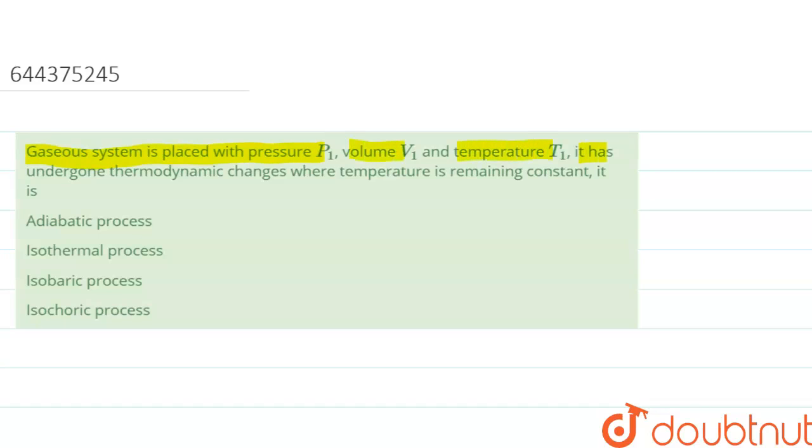Hello, in this question a gaseous system is placed with pressure P1, volume V1 and temperature T1. It has undergone a thermodynamic change where the temperature is remaining constant. So in this question we have to find out, when the temperature remains constant during a thermodynamic change, which type of process this is. We are given four options: adiabatic process, isothermal process, isobaric process, isochoric process.